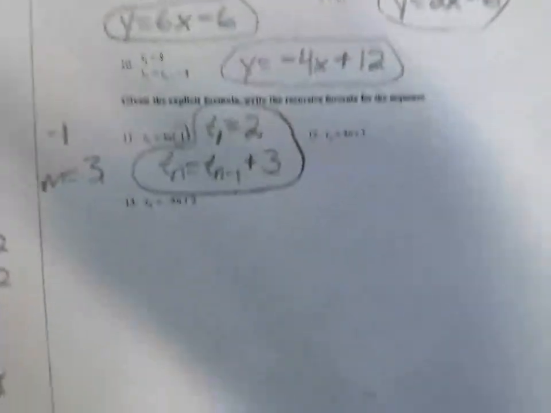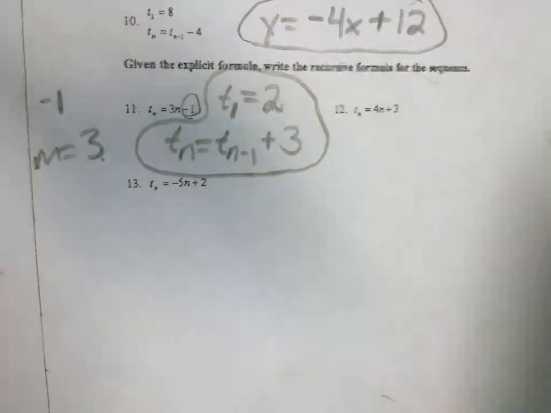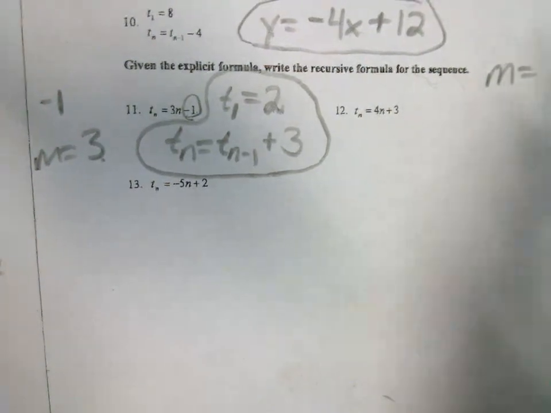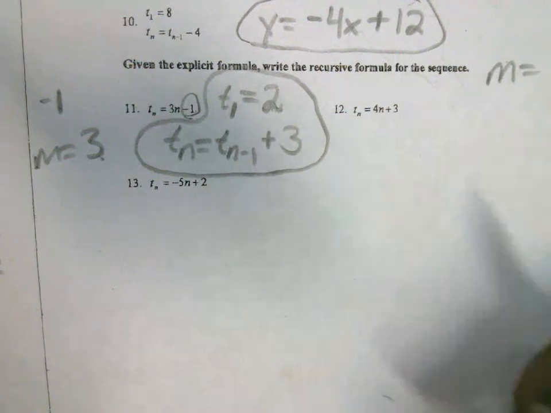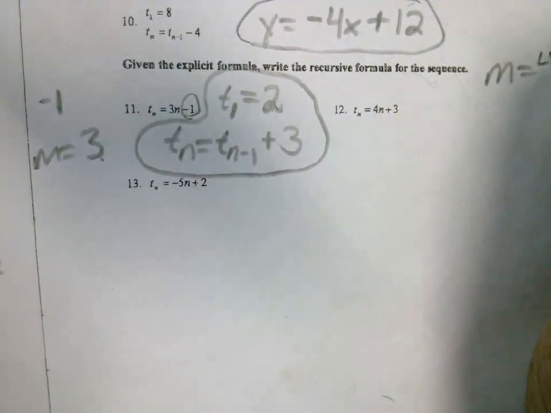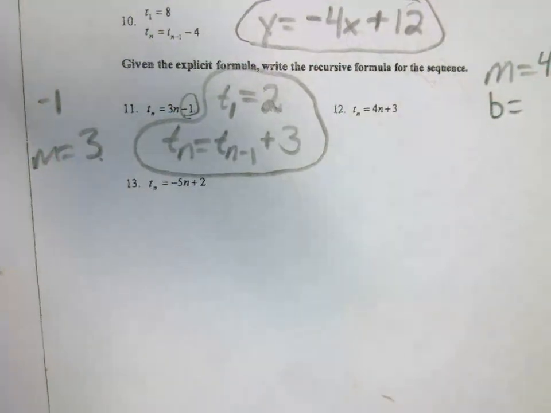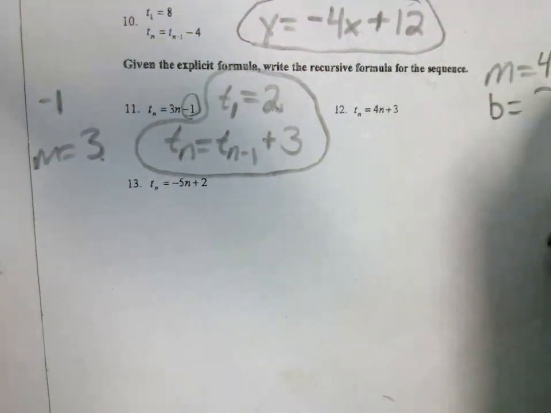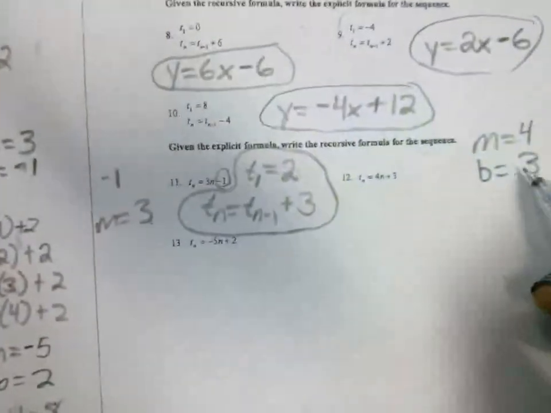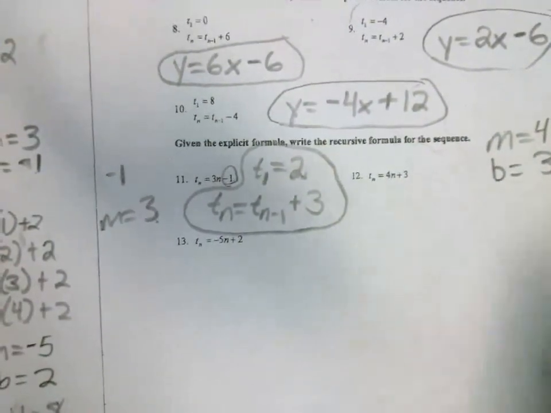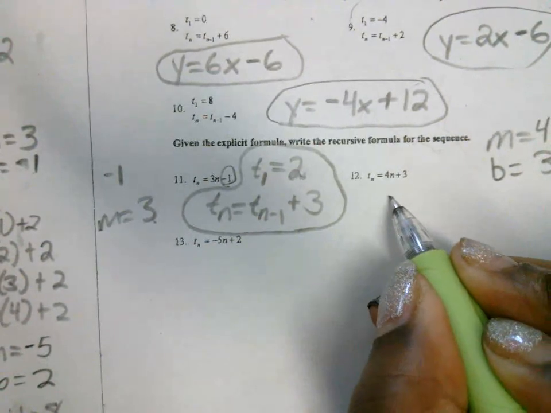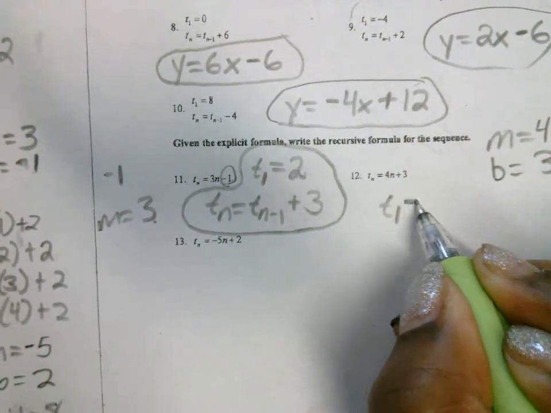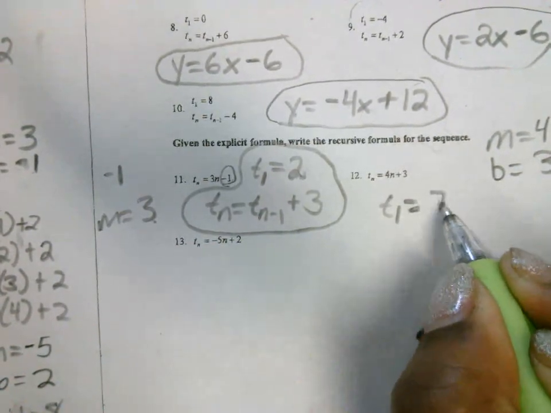All right. Let's do this one. What's my slope here? Which one of these numbers is my slope? Nope. 4 is my slope. What's my B? What's my starting amount? 3. That's my 0 number. What would be the number after that? 7, because every single time I'm going to add 4. So this is going to be T sub 1. The first number is 7.